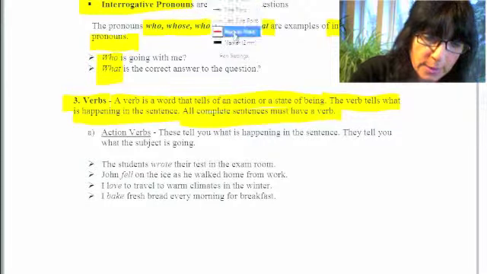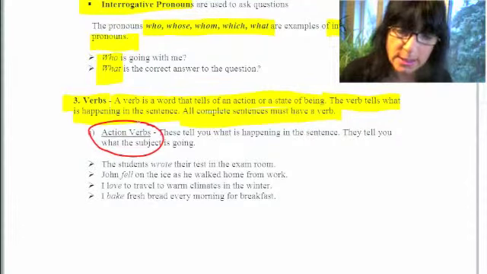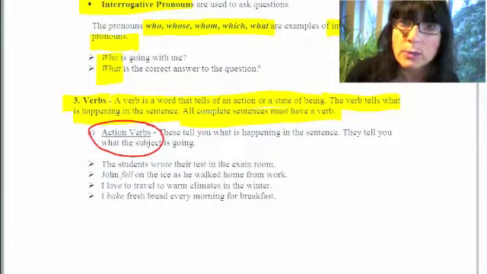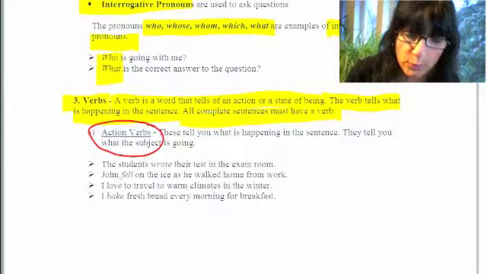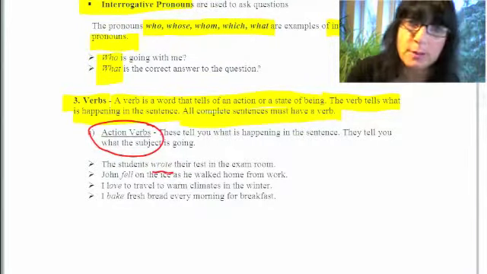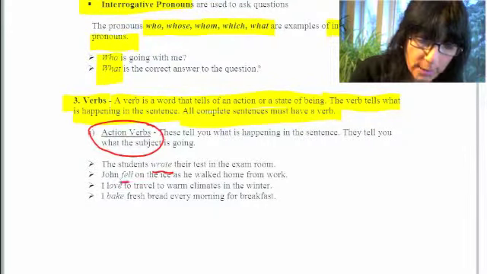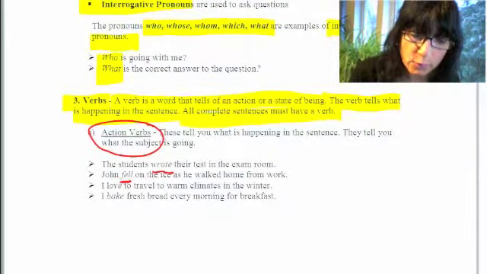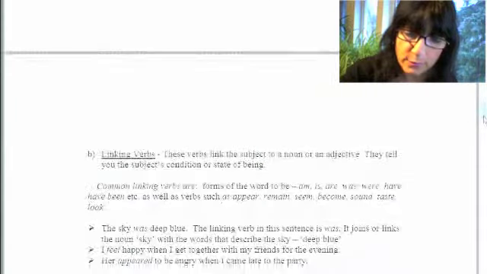The first one is called an action verb. Just what it says. It shows action in a sentence. It tells you what's happening, what the subject is doing, what action the subject is performing. Let's look at these examples. The students wrote their test in the exam room. There's the action, the fact that they're doing the writing. John fell on the ice as he walked home from work. He fell on the ice. And then the next one, I love to travel to warm climates in the winter. Love is the action. And I bake fresh bread every morning for breakfast. Bake would be the action verb.